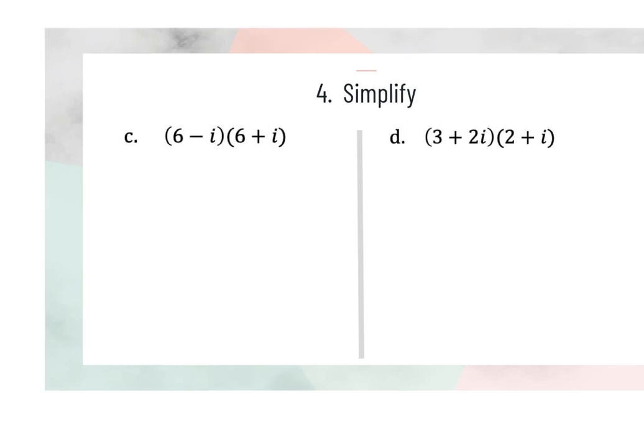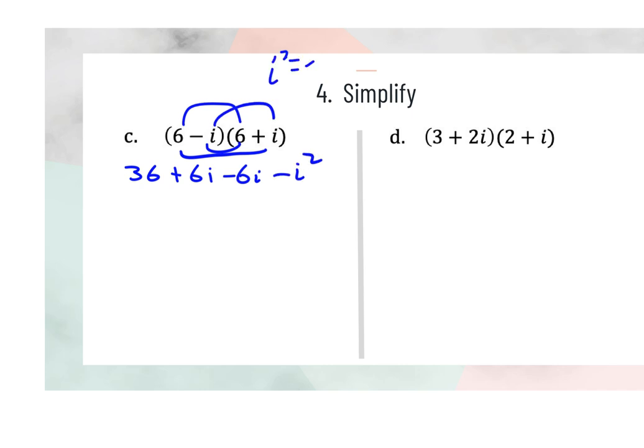Foiling, or double distribution, whatever you want to call it, follows much of the same rules. So 36 plus 6i minus 6i minus i squared. But you know that i squared equals negative 1. So 36 cancels out minus a negative 1. So 36 plus 1 for 37 for an answer.